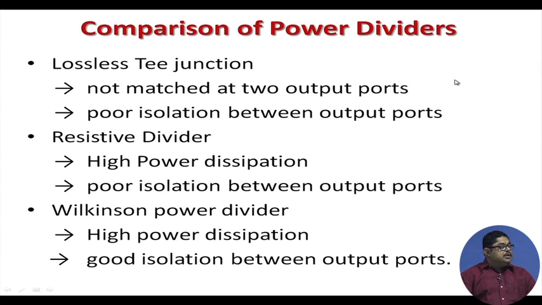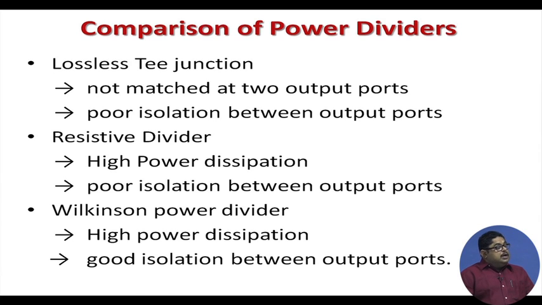Now let us see the various power dividers and their comparison. We have made a table for that. We have seen lossless T junctions; they are good because internally they do not dissipate power, but they are not matched at the 2 output ports. Also they have poor isolation between ports. The resistive divider has high power dissipation and poor isolation between output ports. The Wilkinson power divider again has high power dissipation, but it has improved on one thing: good isolation between output ports. So, you choose which one you want to take.